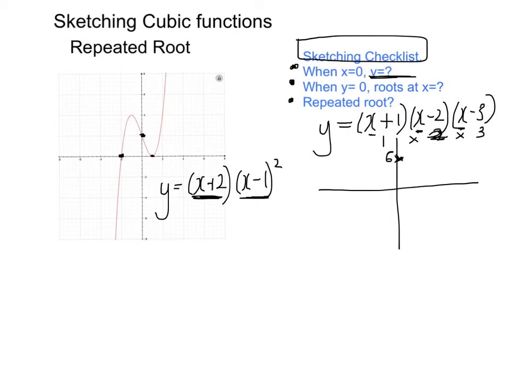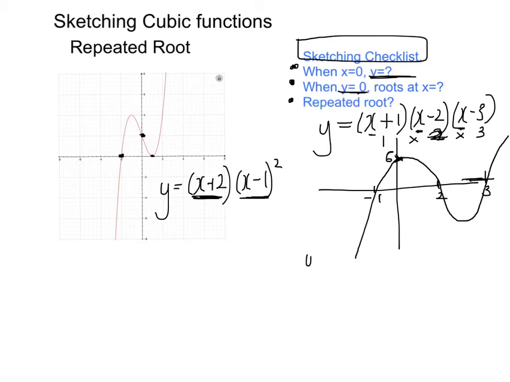Now we put our roots in when y is 0. So we've got a root at minus 1, a root at 2, and a root at 3. Now, have we got any repeated roots? No. So, quick sketch of that. Also looking to see if we've got a positive x cubed or a negative x cubed, and we've got positive because positive x times positive x times positive x is positive x cubed. So we're coming from this direction, we're going to slice through, cut through there and down. That's what that one looks like.